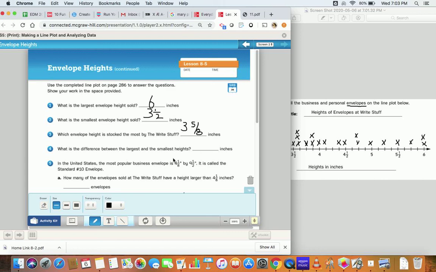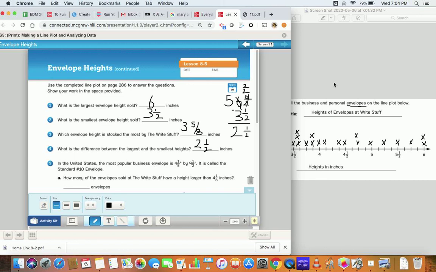And then it wants to know what's the difference between the largest and the smallest heights. So we had the largest was 6 and the smallest was 3.5. And this is one of those problems where right now we have 6 and 0 halves up here. And we don't want to do 0 halves minus 1/2. So we have to borrow a whole, and we're going to change that whole into halves. Well, a whole is equal to 2 halves. So now I have 2 halves up here. So 2 halves minus 1/2 is 1/2, and 5 minus 3 is 2. So the difference between the longest envelope and the smallest envelope is 2.5.